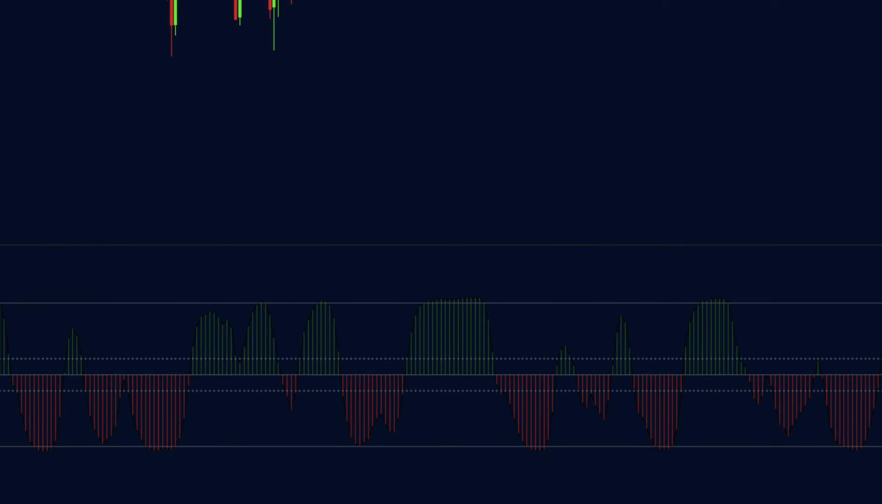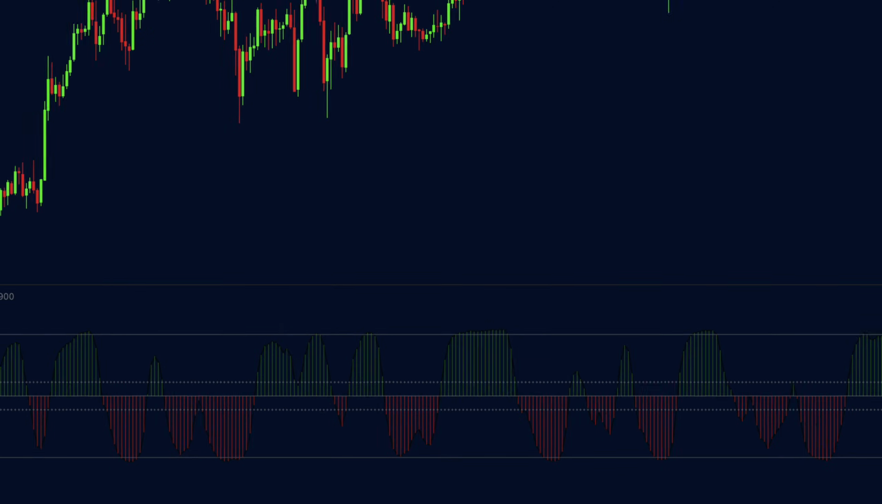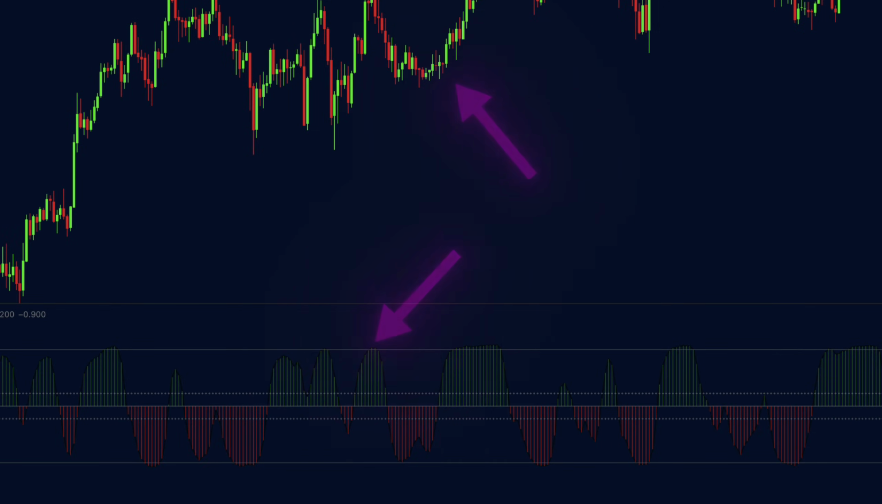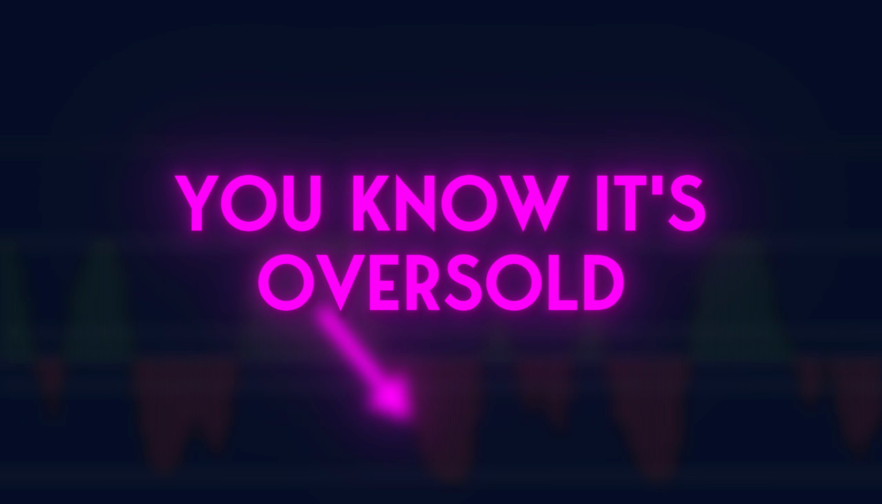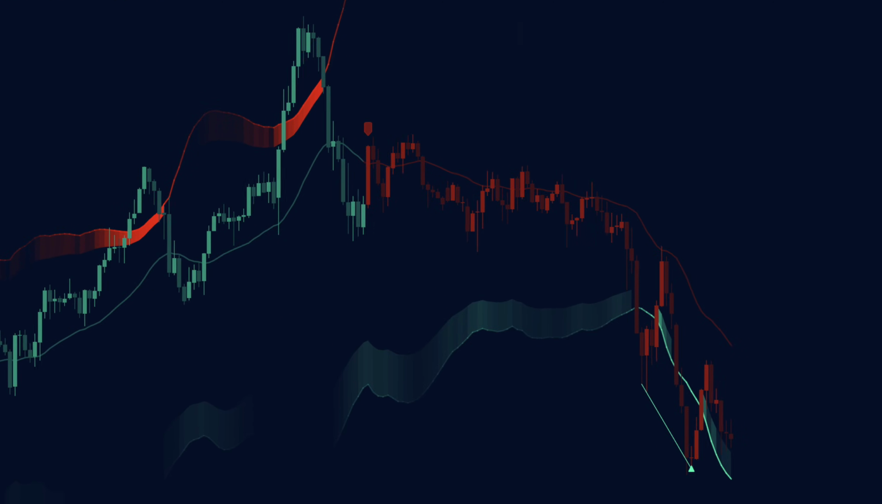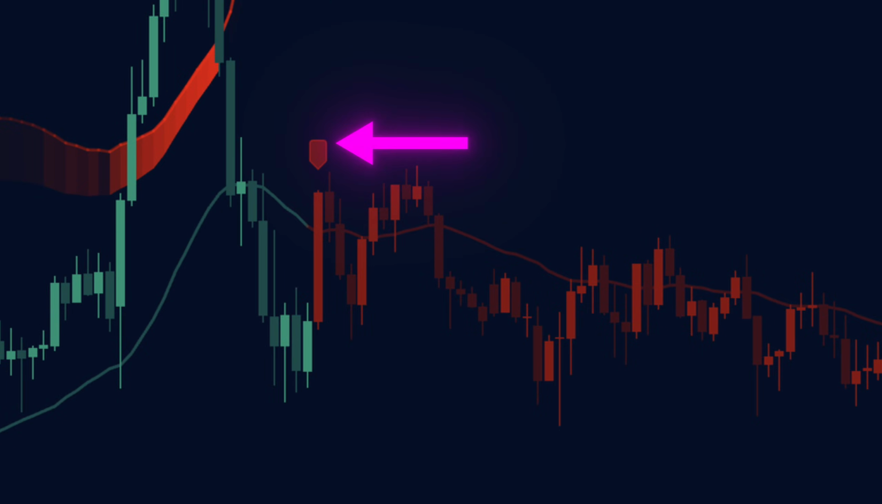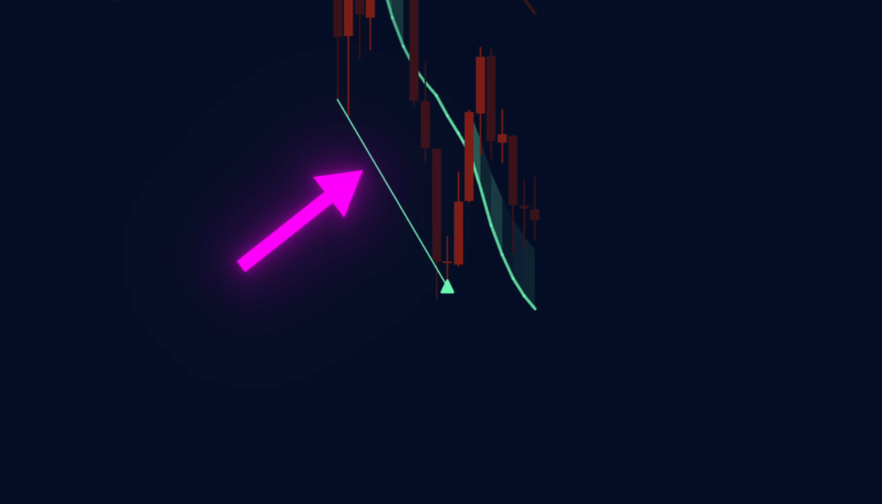Now this isn't just another RSI indicator. This is completely different. Most RSI indicators show you momentum in a separate window below your chart. You see RSI at 30, you know it's oversold. But you're left guessing at what price. This indicator solves that problem by doing something really special. It inverts the RSI calculation. So instead of calculating RSI from price, it calculates price from RSI levels.